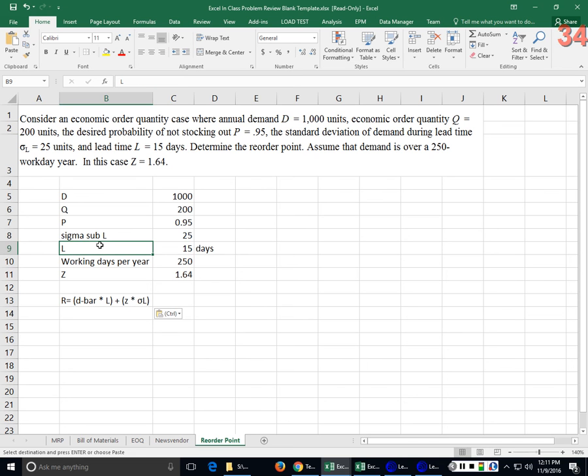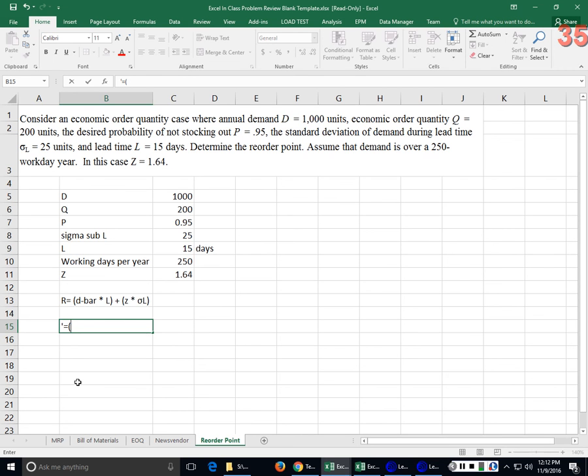okay? I'm not making you calculate anything unique in terms of the standard deviation, like what you had to do on some of the homework problems. It's just going to be given to you straightforward. The only tricky thing is I have annual demand of 1,000 and I need D-bar. How am I going to get D-bar? So D-bar is going to be my average daily demand.